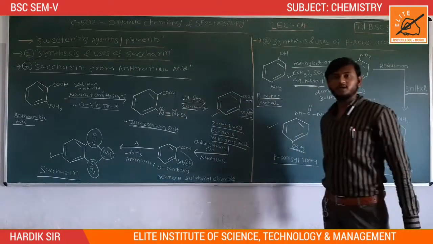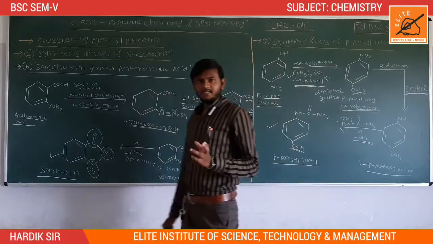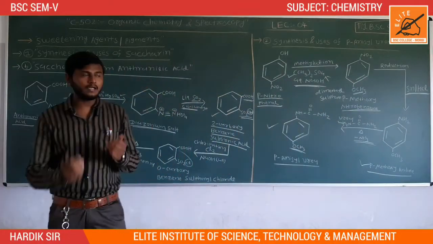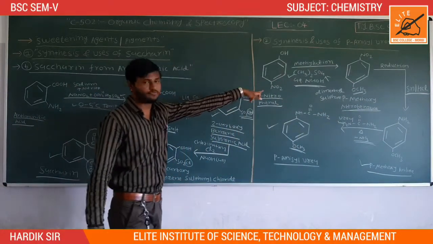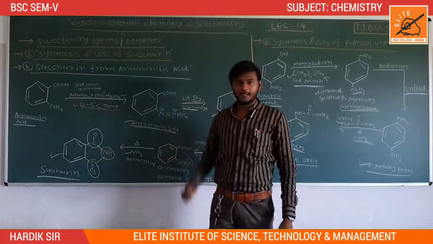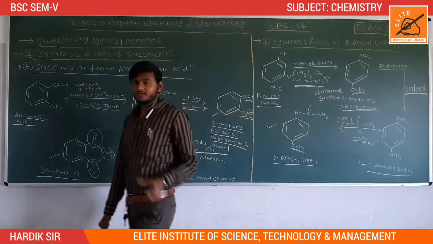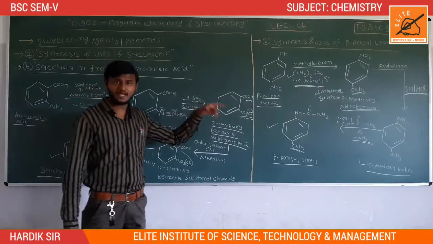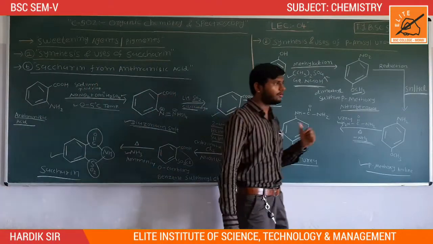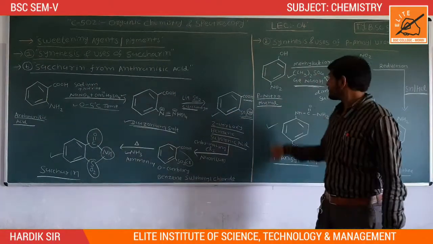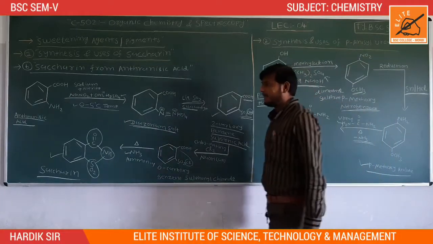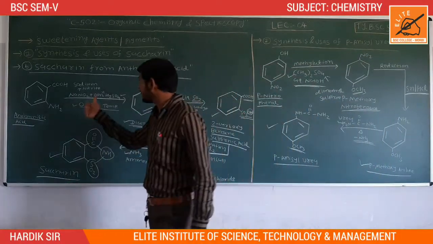Now the uses of P-N-acyl urea. P-N-acyl urea and saccharin have similar uses, because this is also a sweetening agent like saccharin, and it is also used as a sweetening agent in place of sugar. So this is the synthesis and uses of P-N-acyl urea, and also the synthesis and uses of saccharin.